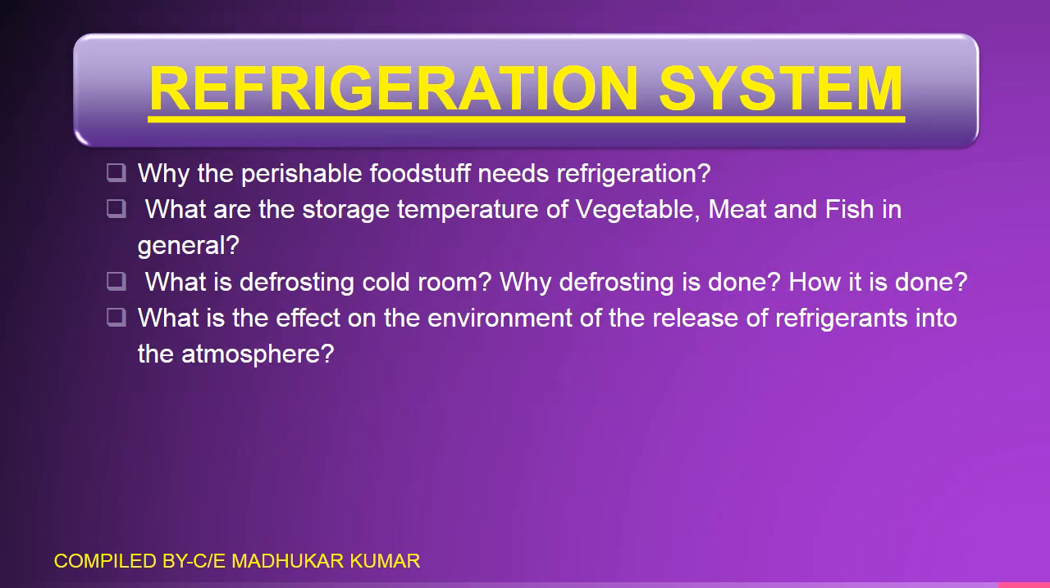Why perishable food stuff need refrigeration? What are the storage temperature of vegetable, meat and fish in general? Which is, if you see vegetables about 5 and 6 degree plus, meat approximately minus 17, minus 18, and fish minus 16, minus 17, like that. So that is the answer of it, but needs to be explained.